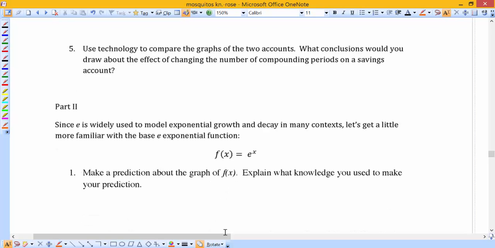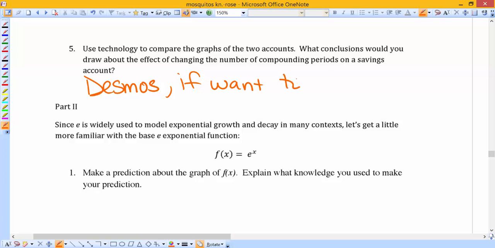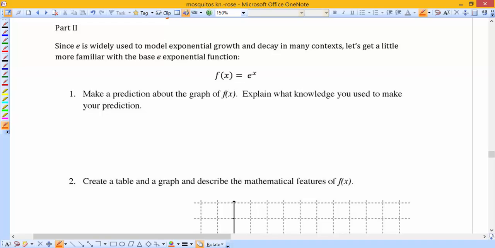When it's saying use technology to compare the graphs of the two accounts, you're welcome to go into Desmos and look at this. I am really not worried about that. Only if you want to. If I was there, we would, but just for time's sake, and it's not something you guys really need, we'll just ignore that. But if you want to play around with Desmos, go ahead. All right, next part.